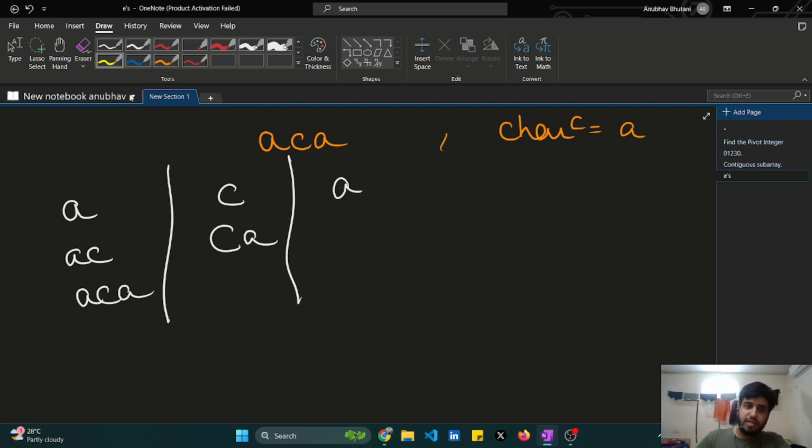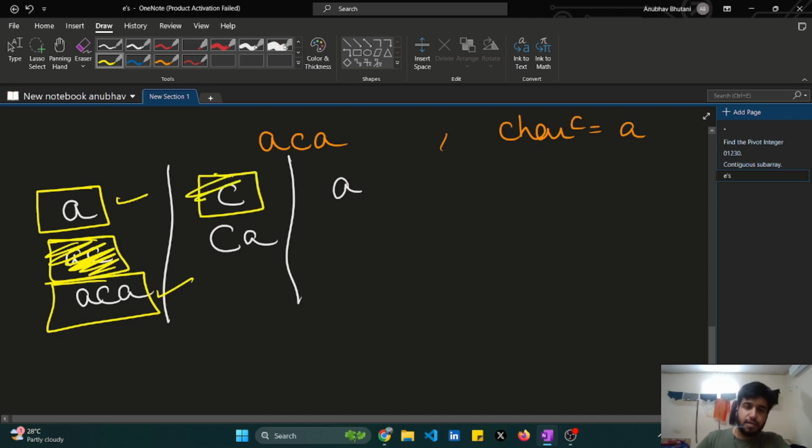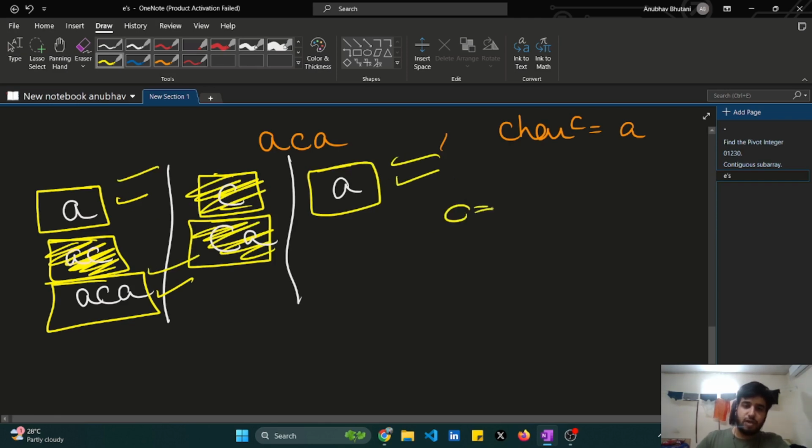Now I'll check for all the substrings. Is this valid? Yes. Is this valid? No. It is not starting and ending with A. Is it starting and ending with A? Yes. Is this starting and ending with A? No. Is this starting and ending with A? No. Is this starting and ending with A? Yes. So what are my valid substrings? 1, 2, and 3. So my count becomes 3 in this case.